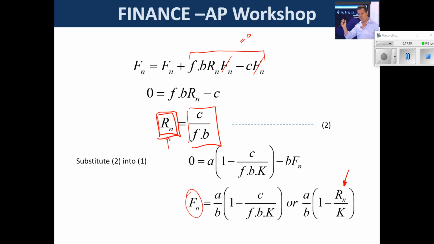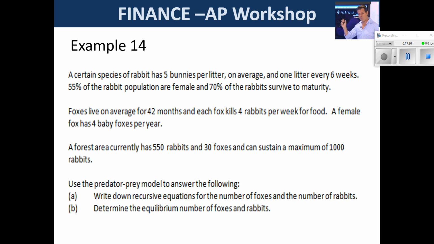All right, let's now work through one last example. I hope you still have the energy, where we're going to create a model by finding each of the parameters. Okay, quite a long story. There's a lot to read, so we read very carefully. A certain species of rabbits.